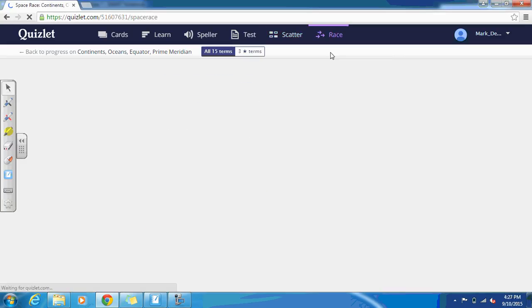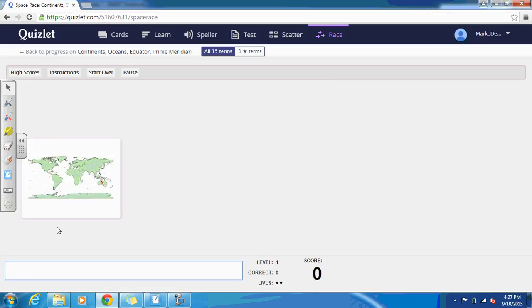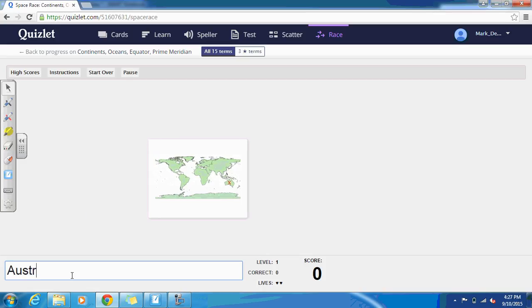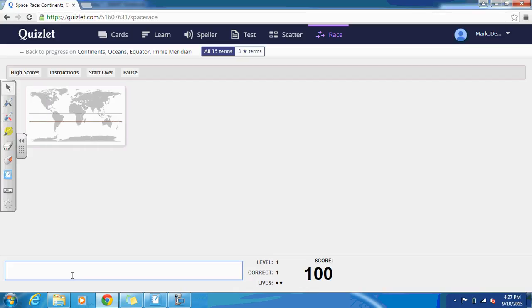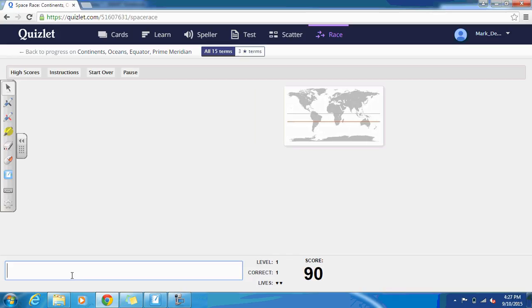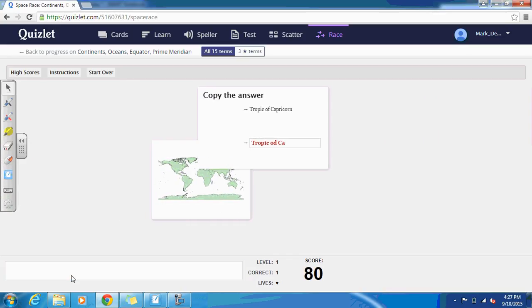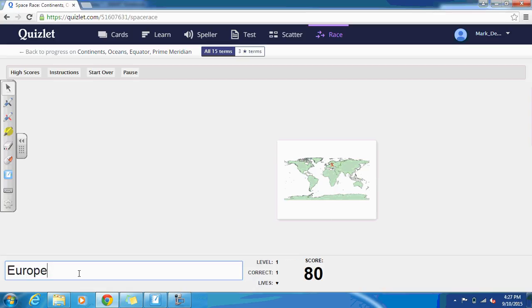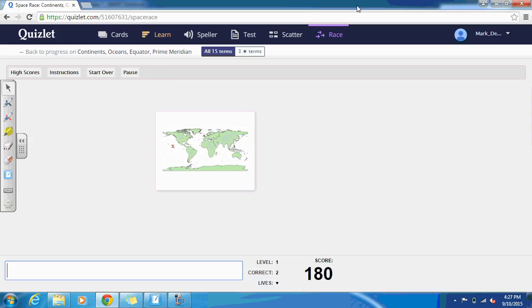You can also do race. So on race, a picture or a definition comes across the screen, and I have to enter what it is. Okay, I enter the word, I press enter. Boom. Oh no, that was wrong. So now I got that one wrong. So it's going to make me copy my answer. Okay. So that's Quizlet in a nutshell.